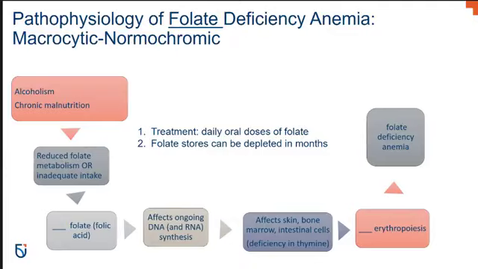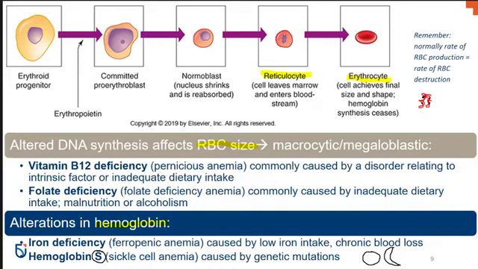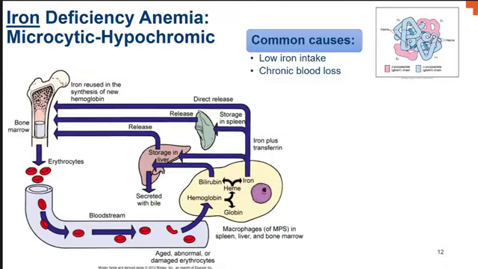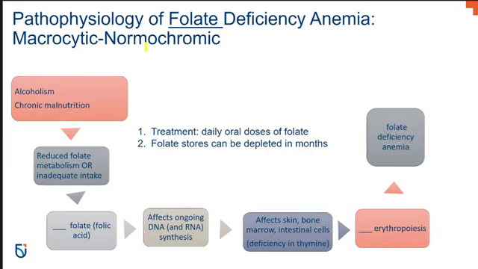Now we'll look at folate deficiency anemia. Just a reminder, we're still talking about problems with DNA synthesis causing larger than normal red blood cells. It's also an example of macrocytic normochromic anemia, just like B12 deficiency anemia.